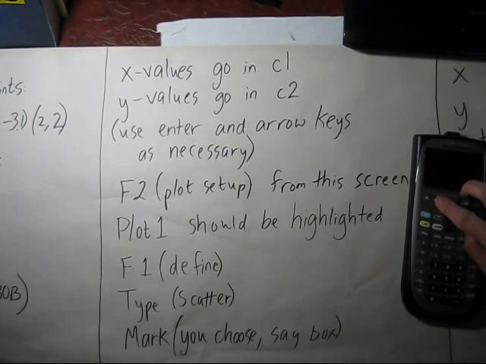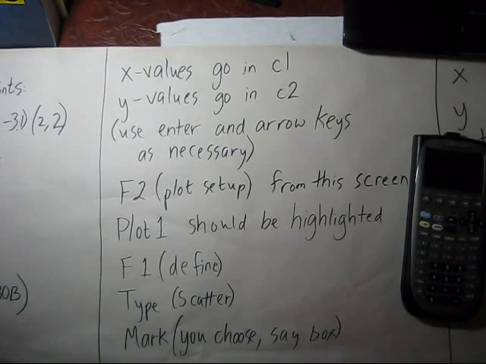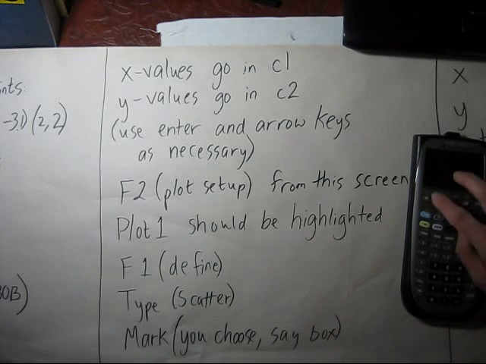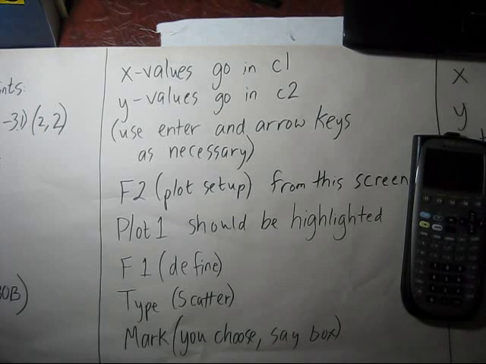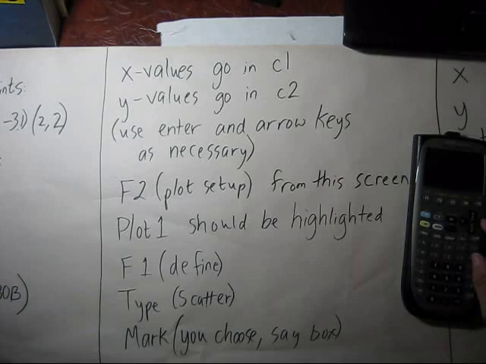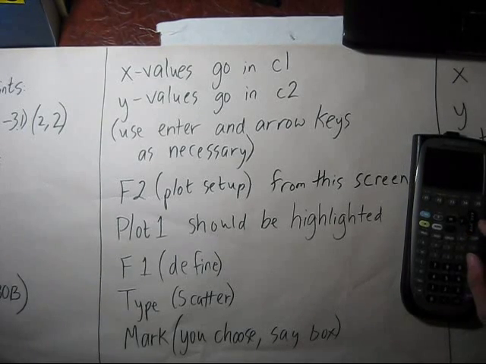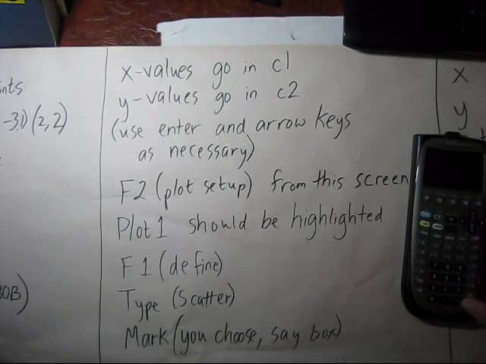Okay, from this screen, has to be this one, as far as I know, you hit F2, which is plot setup. Plot 1 should be highlighted. And we're going to hit F1 to define it. Okay, our type we want to be a scatter plot. The mark, you can choose anything, box, cross, plus, square dot. I'm going to go ahead and do box.